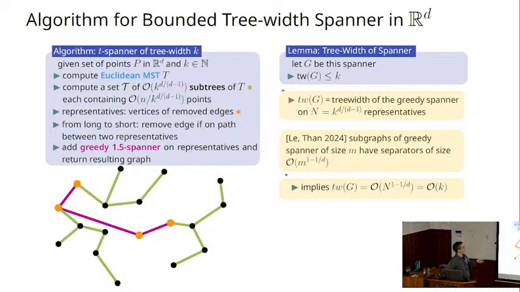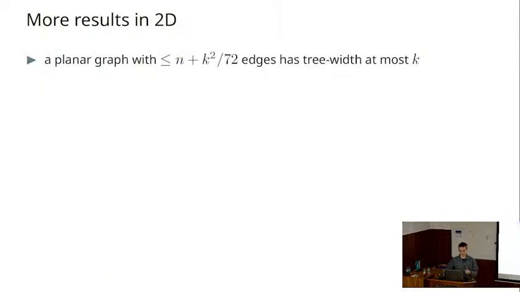So this is the tree width of the greedy spanner. If I plug this in, so k to the d divided by d minus 1, this is d minus 1 divided by d, gives me the k. And then by tweaking the constants, it's not O of k, but k. So this matches the lower bound.